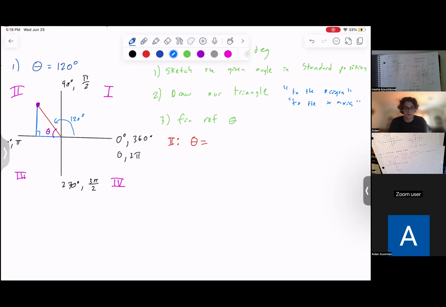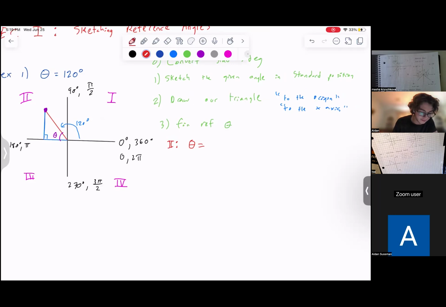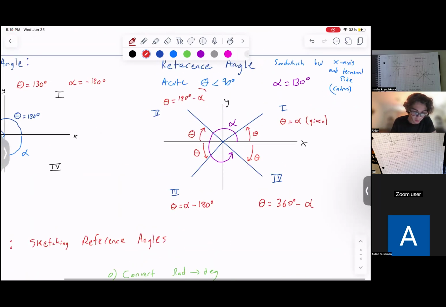Isa, what do you think we need to do? Six. That minus 180. Well, let's take a look. Is it that minus 180 or is it 180 minus that? Let's see what goes on in quadrant 2. The 180 goes first, and then we subtract that angle we care about.